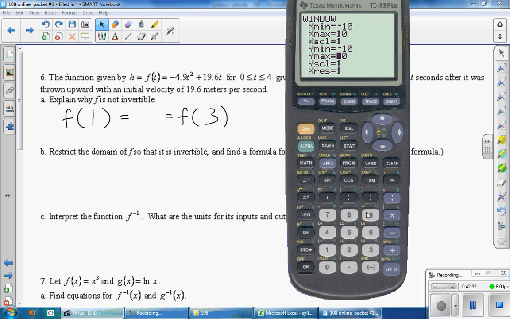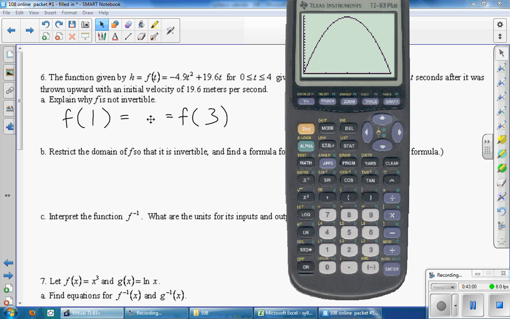So let's change the y max to 20. Just for kicks, let's go ahead and change this guy to a 0. Okay, that looks pretty good. And then if we really want a nice window, how about we change it to 0 and 4 for the t values? And that seems like just about the tightest window we could find. It starts at the far left, ends at the far right, starts at the bottom, ends at the top. I think this is a great window.